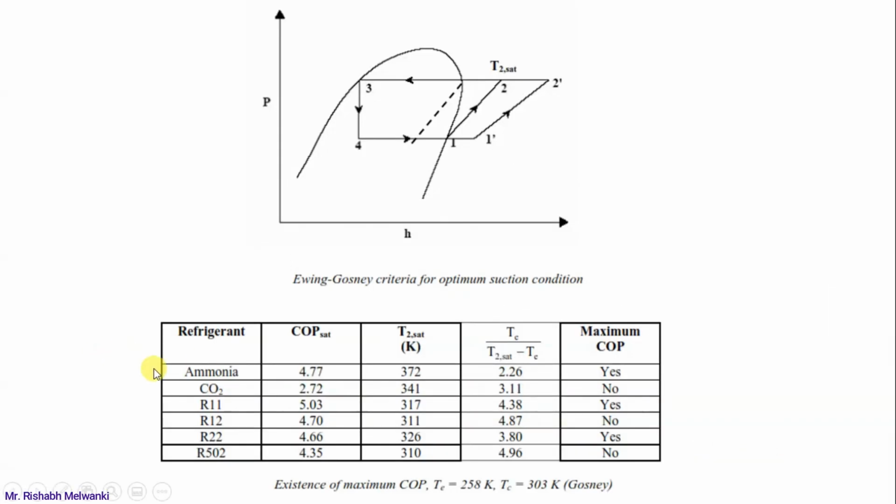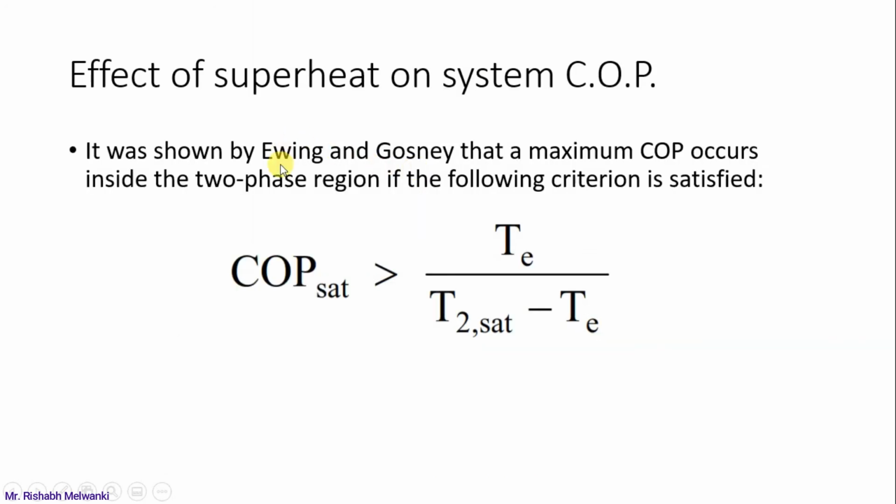So for ammonia, since COP sat is greater than this value, the maximum COP occurs in the case of wet compression inside the vapor dome. And for R12, we got the COP sat value as 4.7. You can check the screenshot. That value is less than this value, so that is why the maximum COP does not occur in the vapor dome. Hopefully you have understood this Ewing-Gosney criteria.